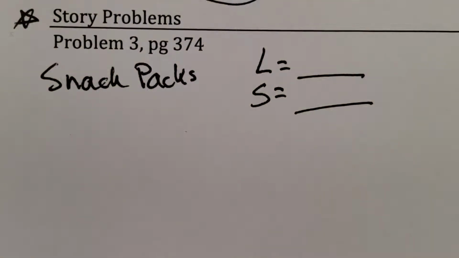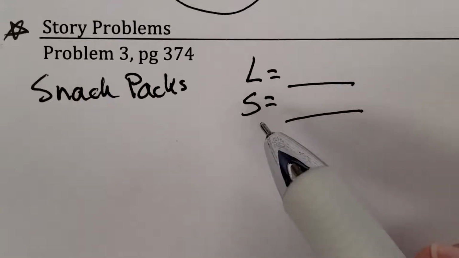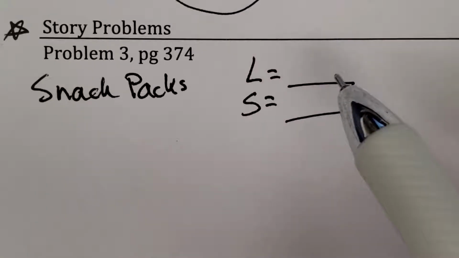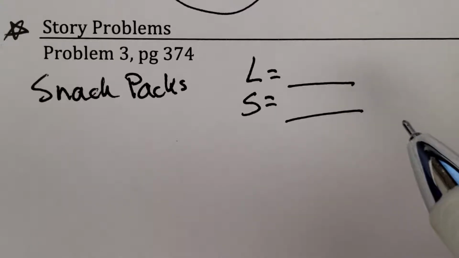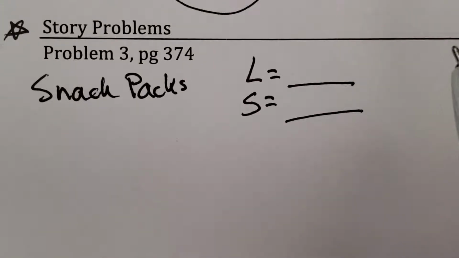All right, story problem time. Problem number 3 on page 374. It says a snack bar sells two sizes of snack packs, large and small. The large is $5 a piece and the small ones are $3 a piece. Okay. And one day the snack bar sold 60 packs for a total of $220. How many small snack packs did the snack bar sell?